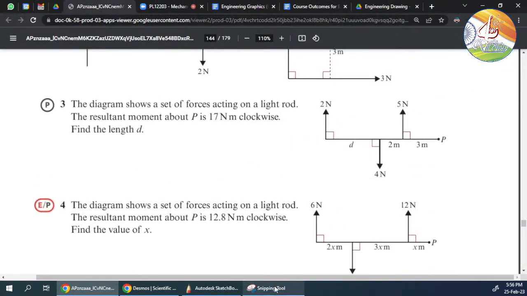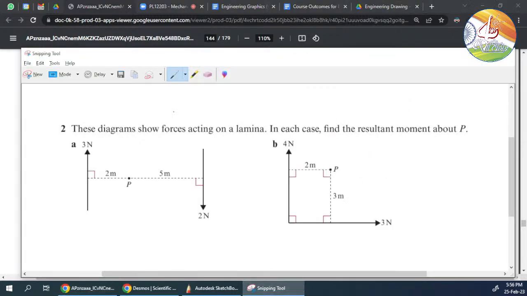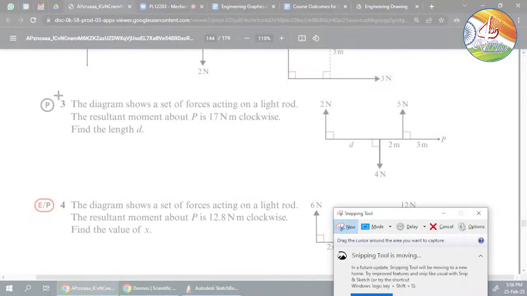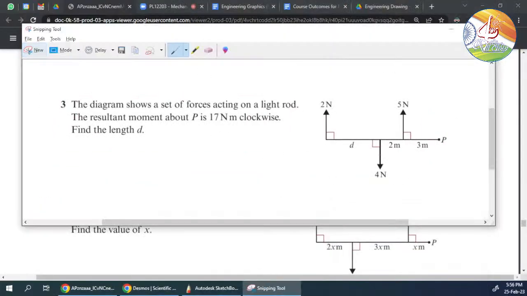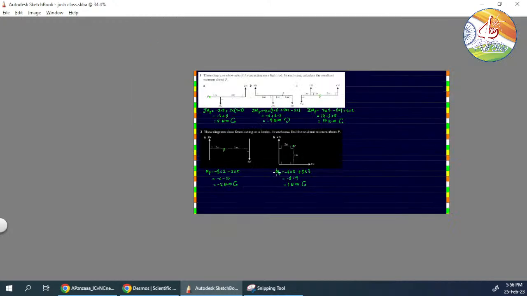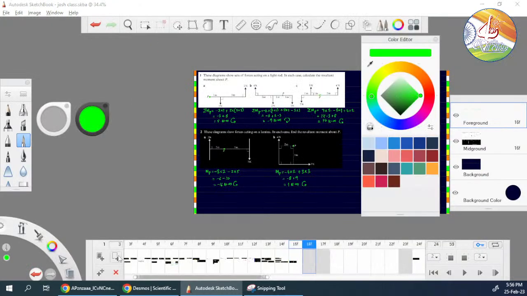If you feel you can do any problem, you can just let me skip. Can you do these, or shall we do it? Here the difference is that he has given the moment value and he wants us to find the distance d. Can we just do one question, sir? Okay, so let's take the one.